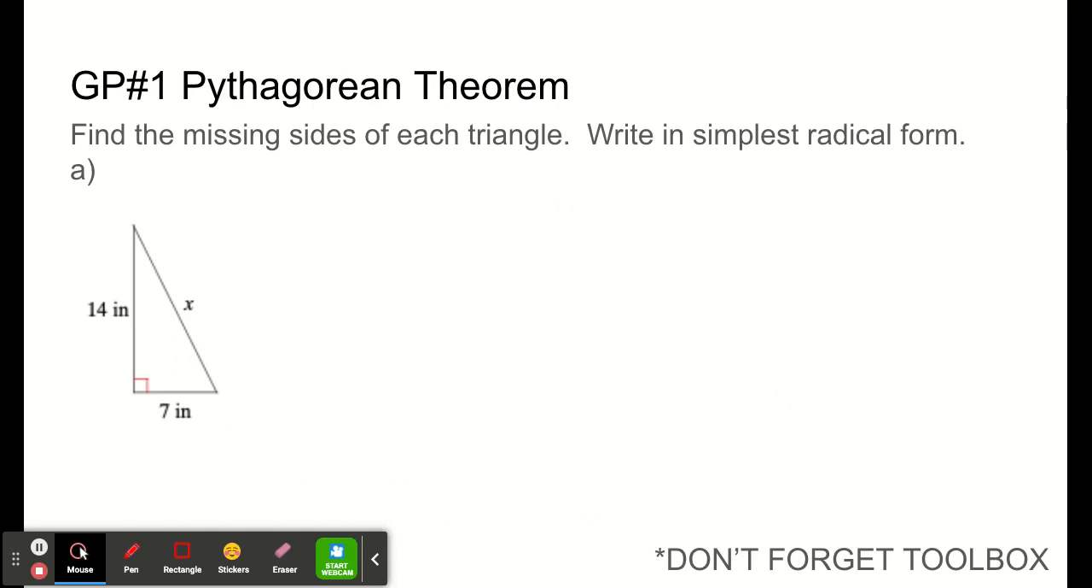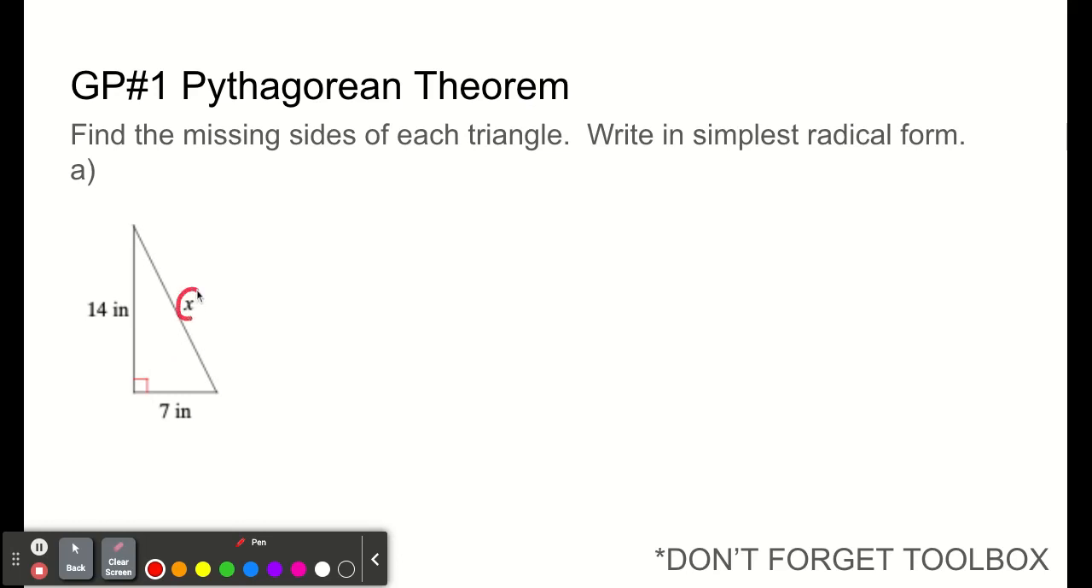For GP1, we are using the Pythagorean theorem to find the missing sides of the triangle, and we need to write our answer in simplest radical form. So we're going to go back to simplifying radicals in this lesson. So the first thing I want to do is identify the sides, which one's the hypotenuse, which ones are the legs. So for this one, remember, the hypotenuse is always opposite or across from the right angle.